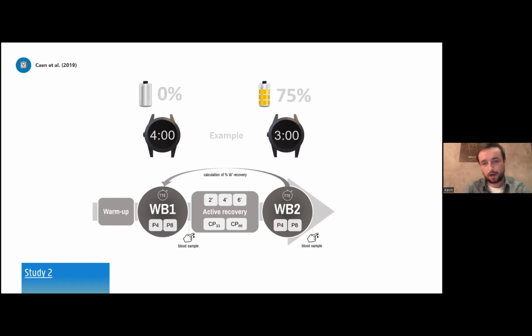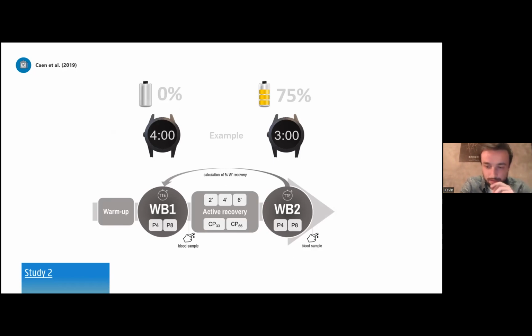But how did we calculate W prime recovery? Just by using the time until exhaustion. So, for example, if someone cycles 4 minutes until exhaustion at the first work bout and they cycle 3 minutes at the second one, that's assumed to be 75% of W prime recovery.